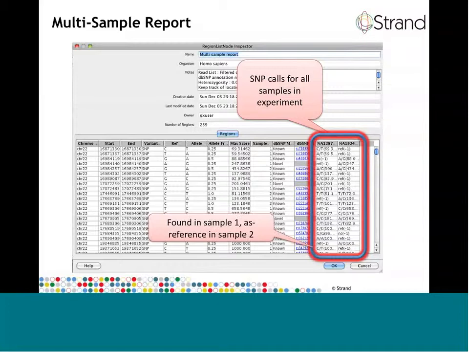In this example, a SNP was detected in sample 1, a CT heterozygous SNP, but the second sample did not show any evidence for a SNP there, and it was called as reference, so it was found to be the same as the reference at that position.